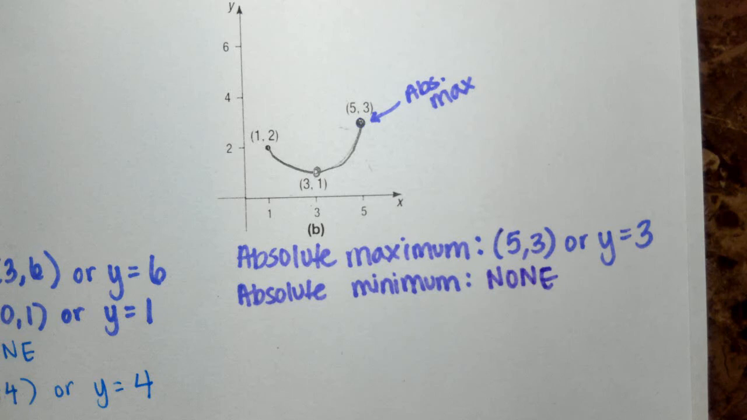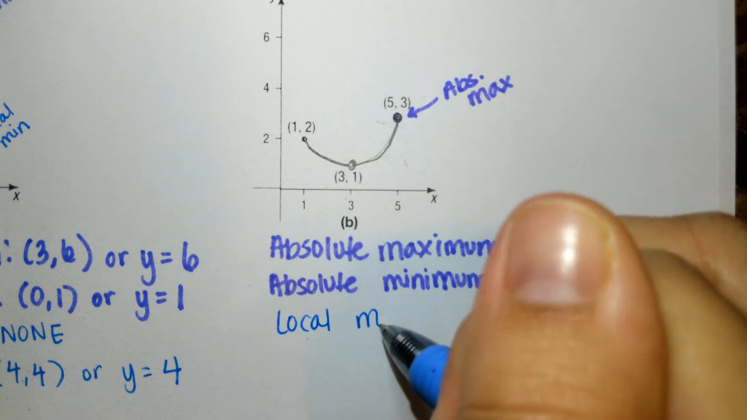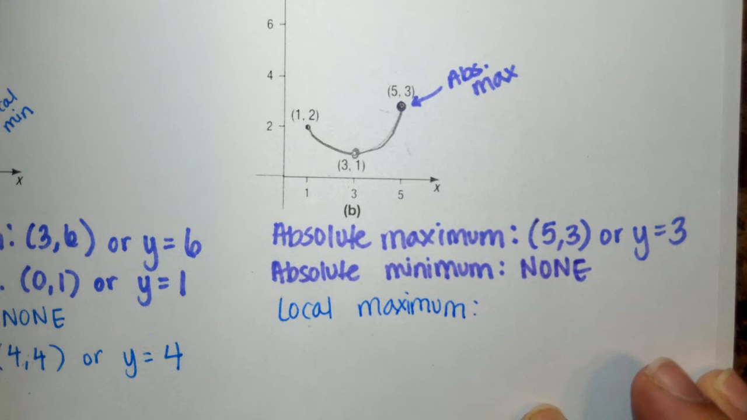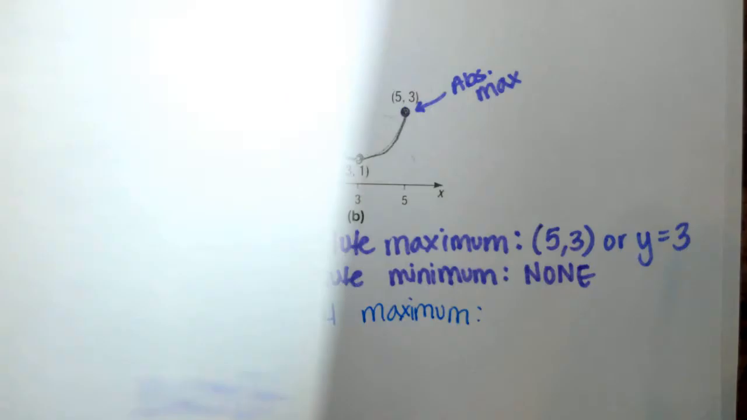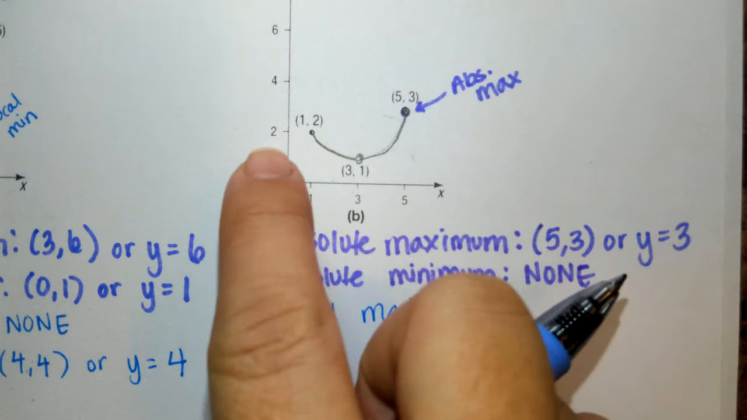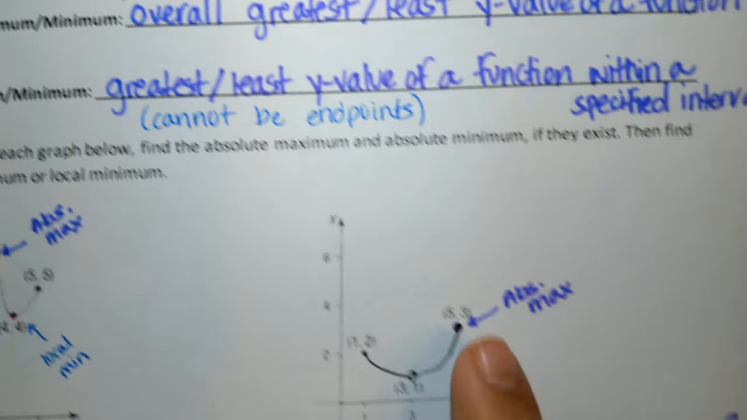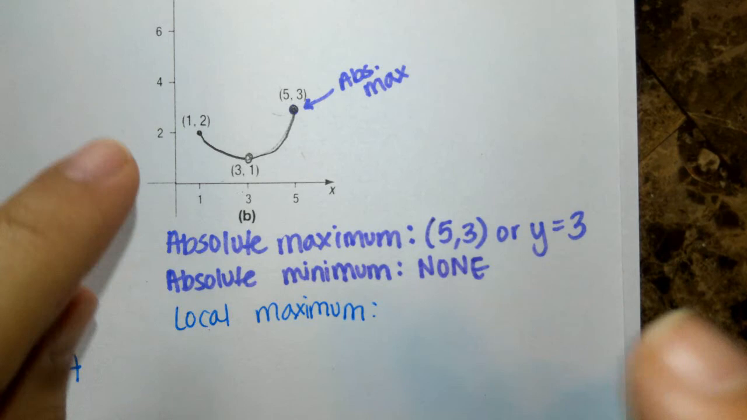Okay. Now, for the local maximum, you're just looking to see, are there any other high points? Think of it as, remember, the top of the hills within this graph, and there's not. You might be thinking, what about 1, 2? Remember, local minimum and maximums cannot be endpoints. So we can't use this endpoint 1, 2 as a local maximum or minimum. So aside from the one we've already labeled, there's no other maximums. So in this case, there would be none.